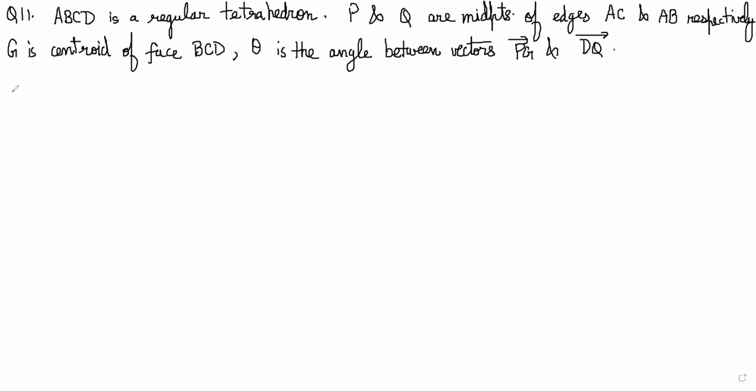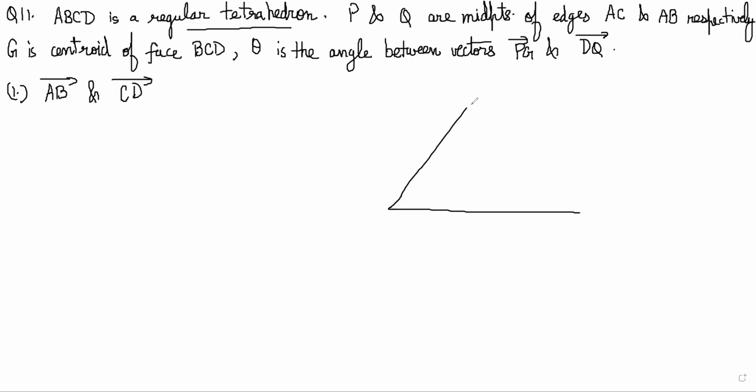The first thing that we have to answer is the angle between vector AB and CD. Angle between these two vectors, right? So we will use the properties of regular tetrahedrons. Let's consider a tetrahedron ABCD with D being the origin. Let's say D is my origin and A, B, C are the other vertices of the tetrahedron. So if D is my origin, then let's call this A vector, this is B vector, and this is C vector.